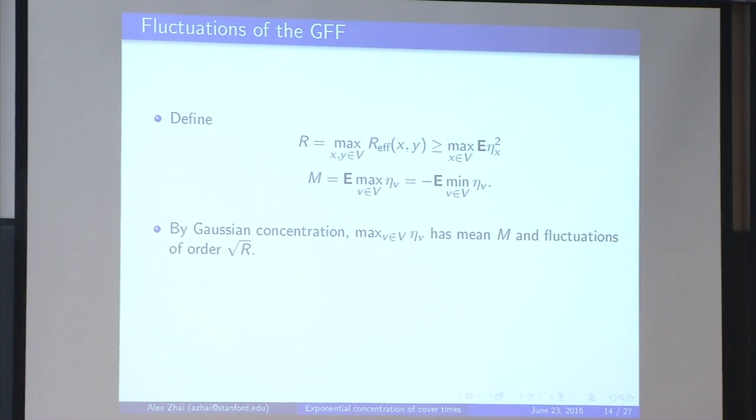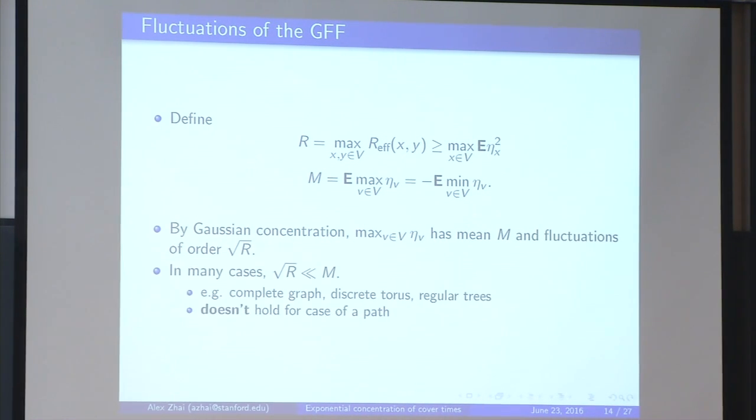It turns out that in many cases, the case of interest for us is when this maximum is actually concentrated around its mean, which would correspond to the case where root R is much less than M. And this is true for many examples, like the complete graph, the discrete torus, regular trees.